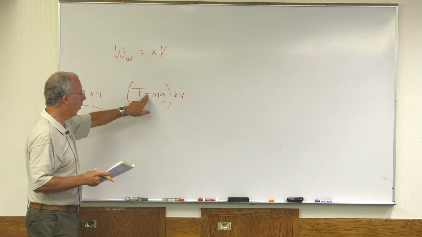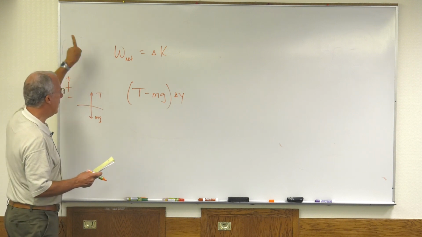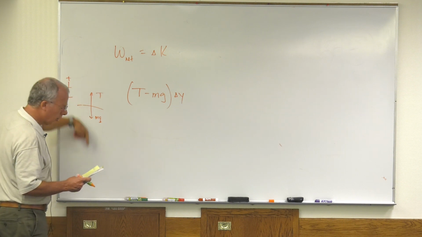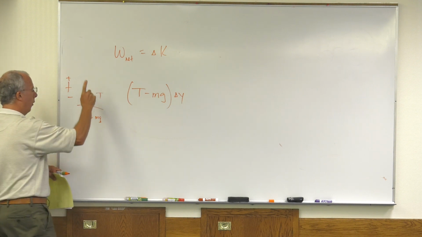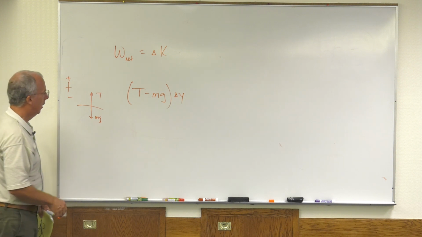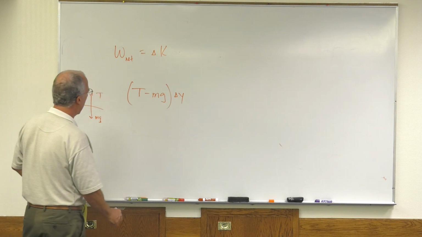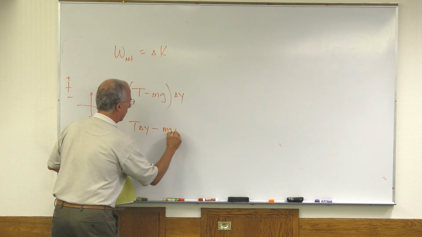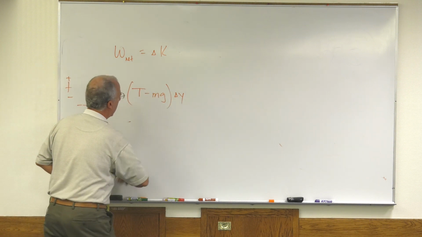Notice I incorporated the sign. The work done by tension is T delta y. The work done by gravity is mg delta y times minus 1, because the delta y is this way, the force of gravity is this way, the angle between them is 180, and cos 180 is negative 1. So I incorporated the minus sign already. T minus mg, delta y. I should have written it as T delta y minus mg delta y, but that's the same as that. And what does that equal?